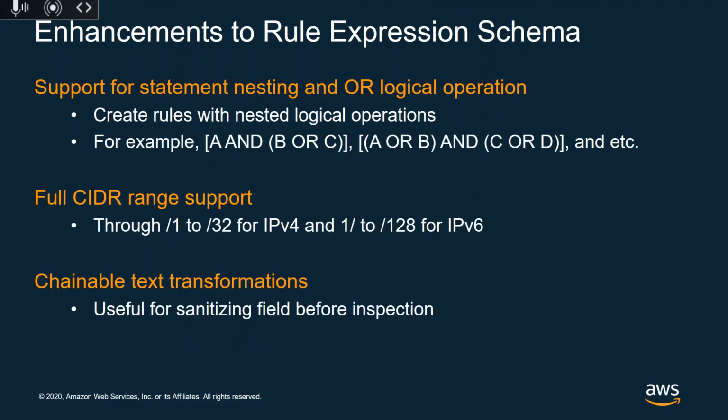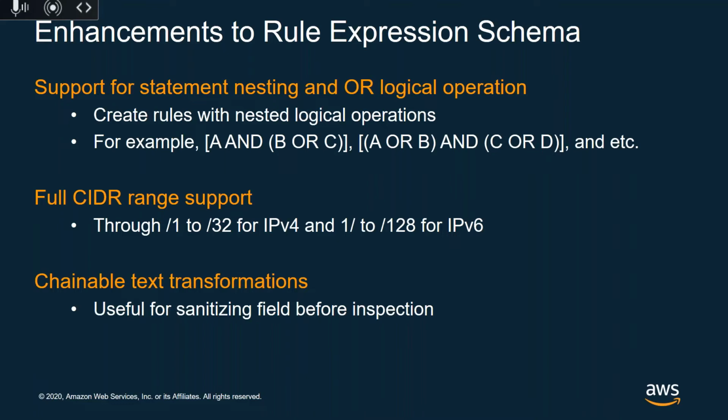The API updates also provided enhancements to the rule expression schema. So for example, you now have the ability to create nested statements with and/or logical operations, which means that your rules can be compounded together using these types of nesting operations. You also now have full CIDR range support for both IPv4 and IPv6, as well as the ability to chain multiple text transformations together. And this is very useful for making your rule processing more efficient.